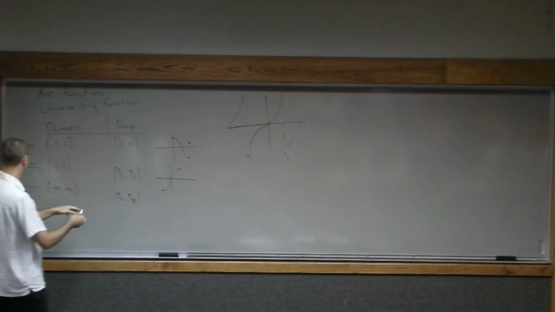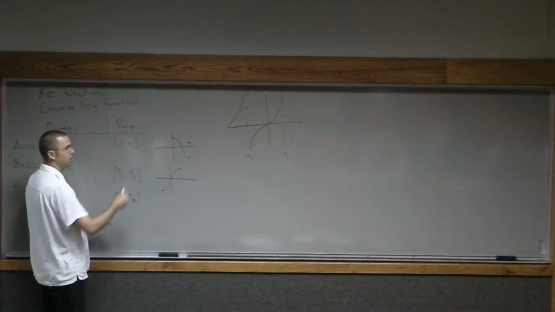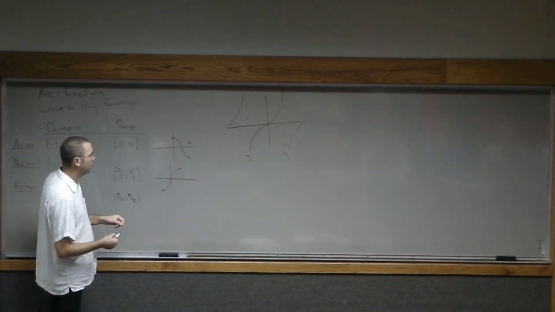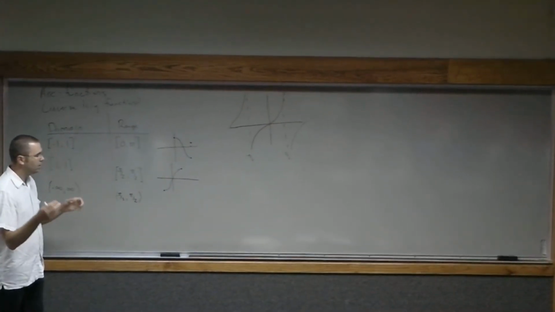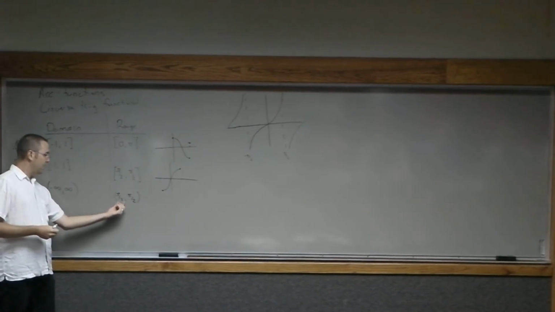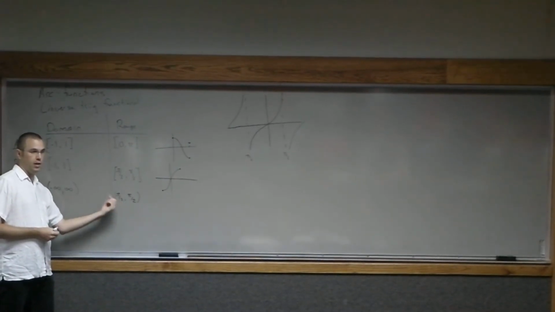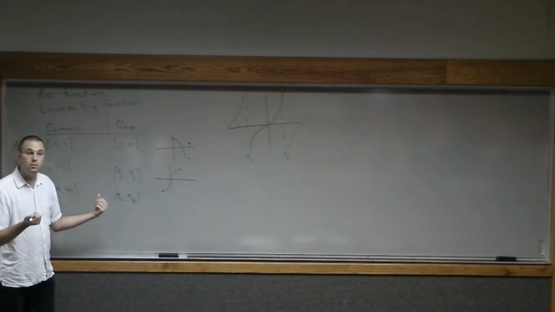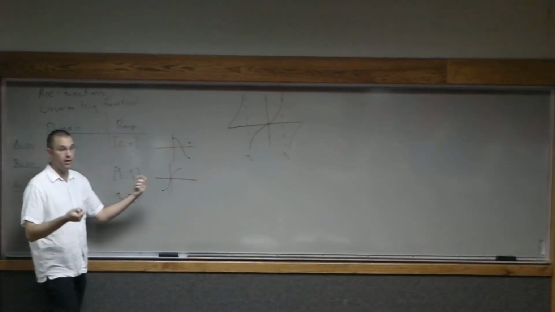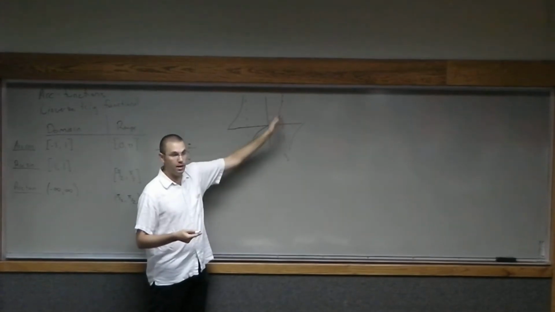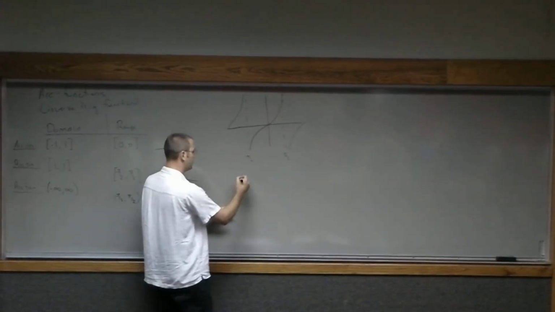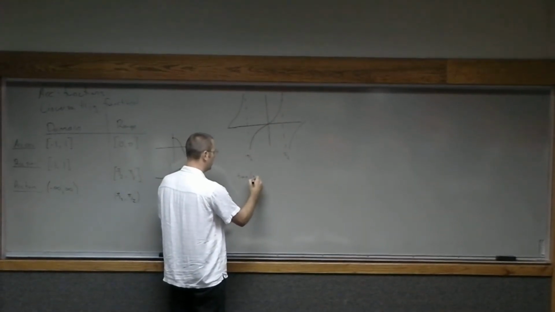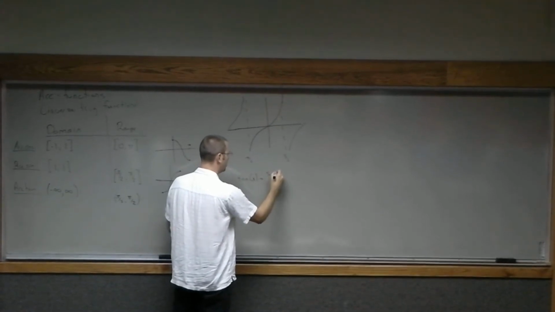Why the open parentheses? Two ways to do this. Can I actually plug pi over 2 into the tangent function? Why not? Because it's not defined there, right? It's undefined at pi over 2. Why? Because if you remember, tangent is sine over cosine.